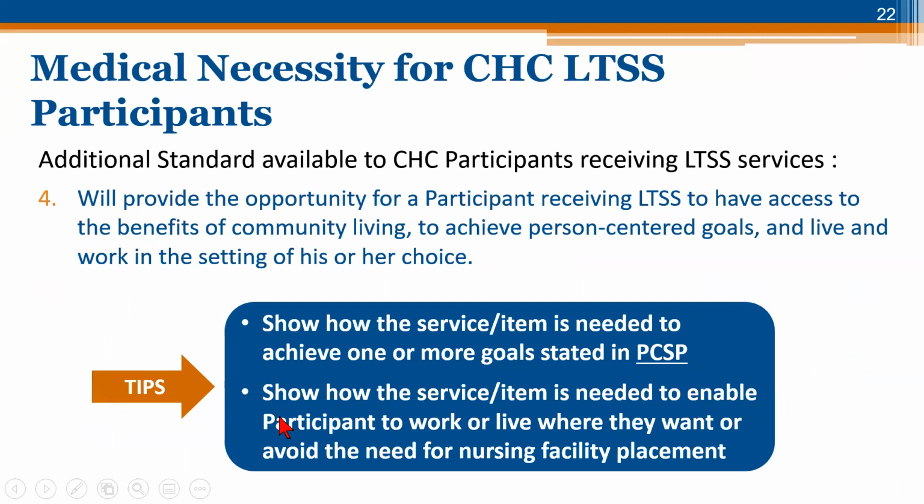The fourth standard is only available to people in Community Health Choices and only for people who are getting long-term services and supports. That's nursing home or home and community-based services. And this is a very important standard because it addresses the fact that some of the services people receive are not medical in nature. But it also is looking at the concept behind waiver services, which is to help people avoid institutional care, to have the ability to live and work in a setting of their choice. That is one of the goals of home and community-based services. And so to meet that goal, the state built in a medical necessity definition that supports that goal.